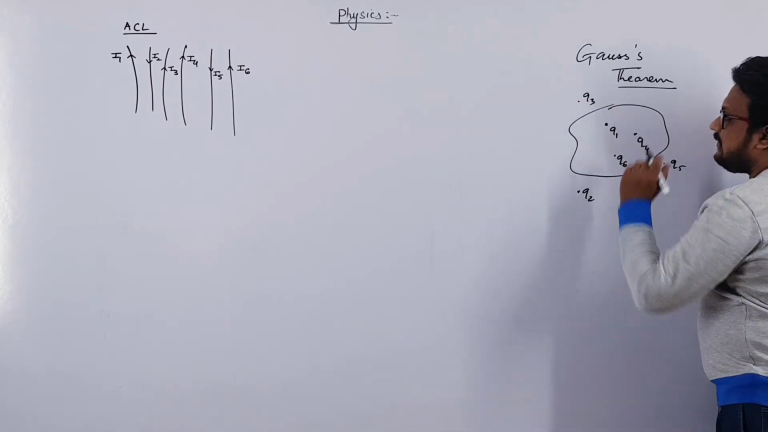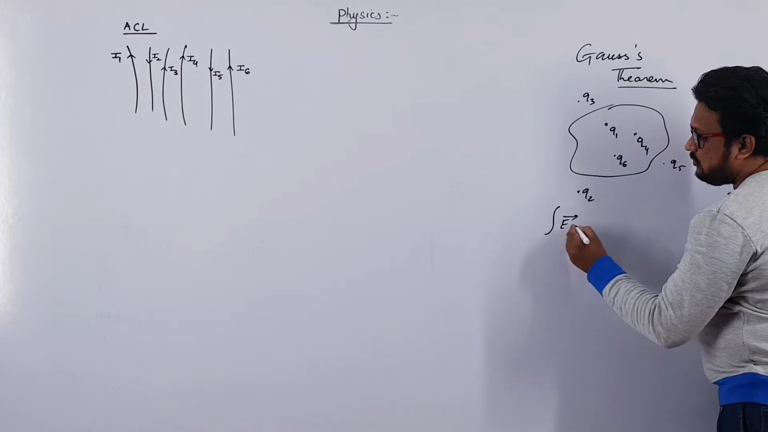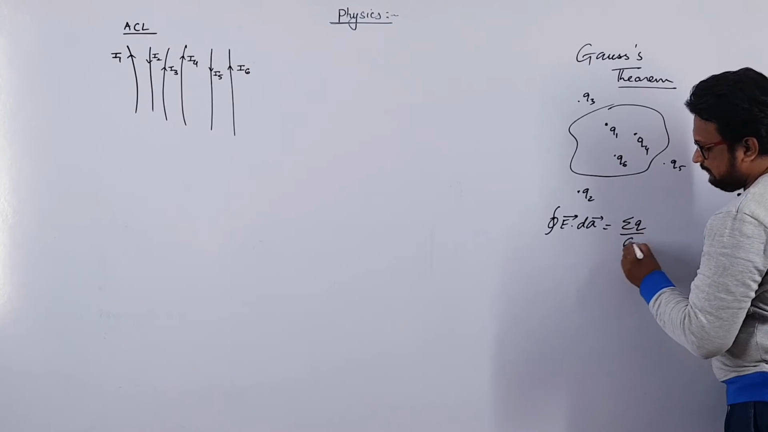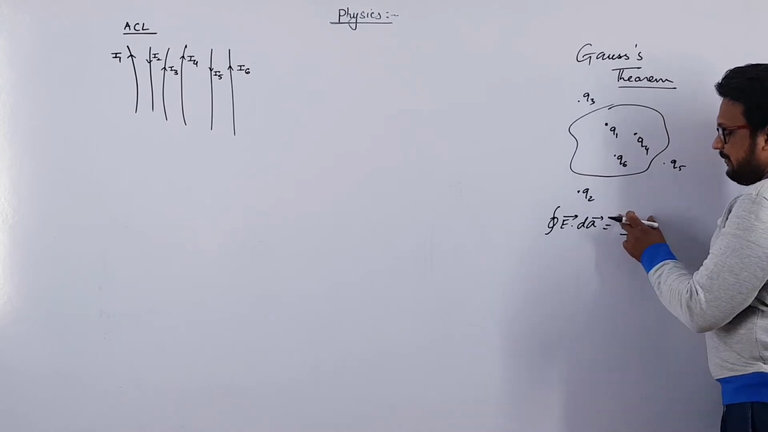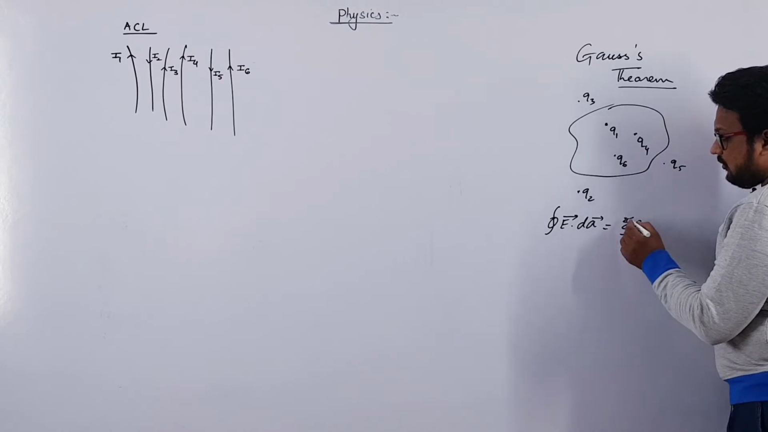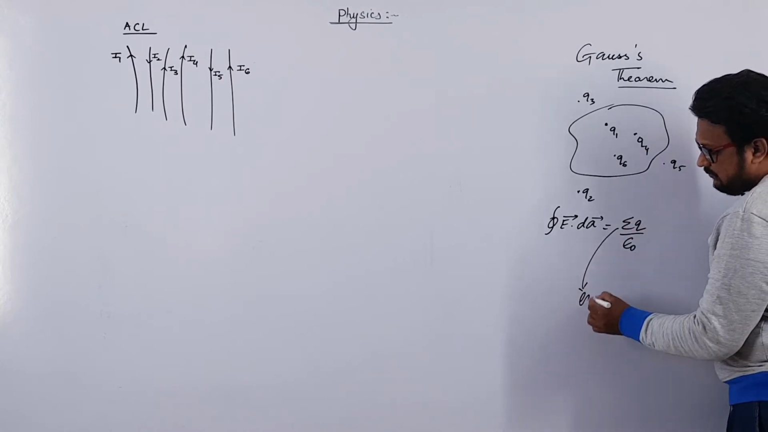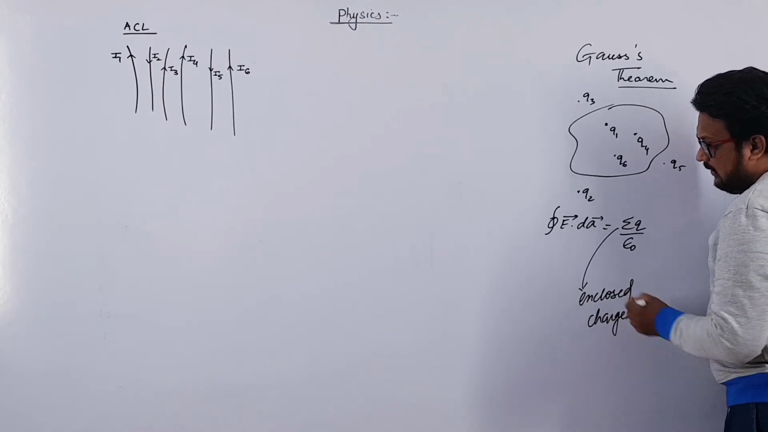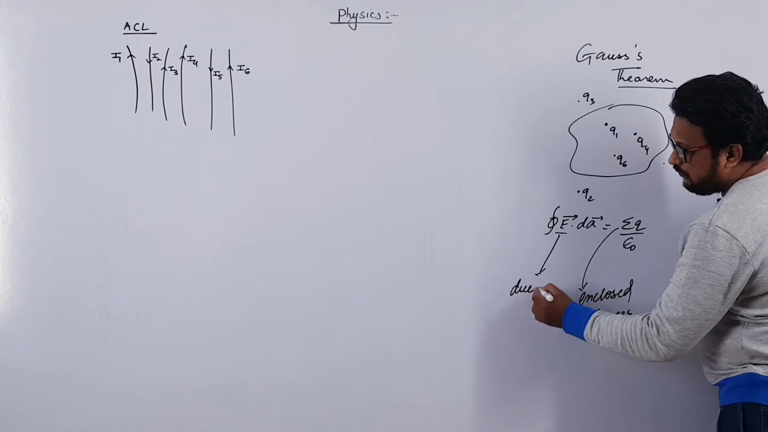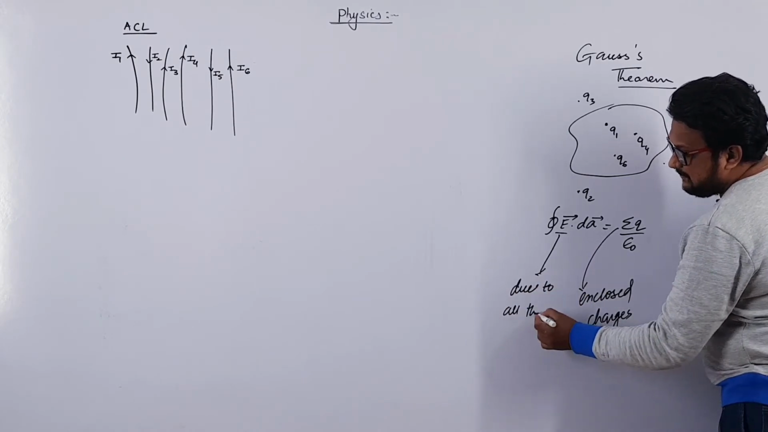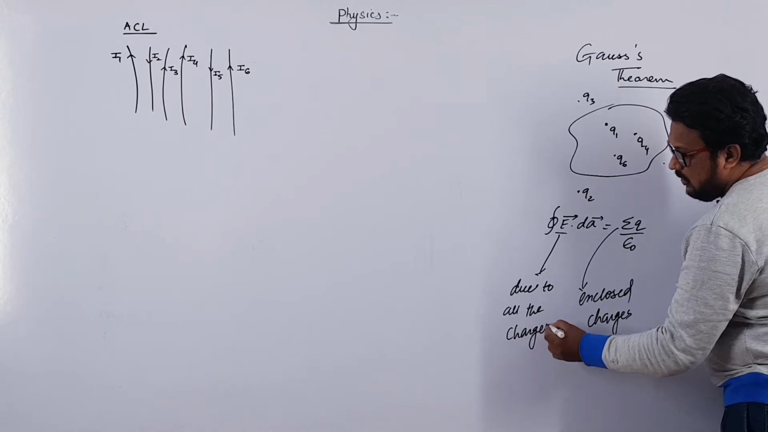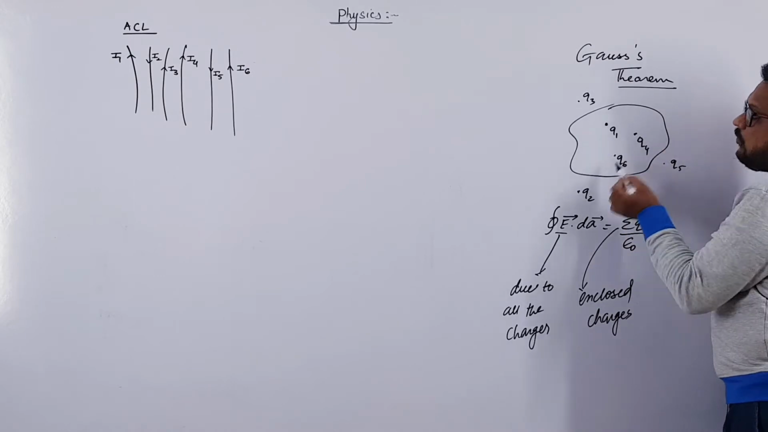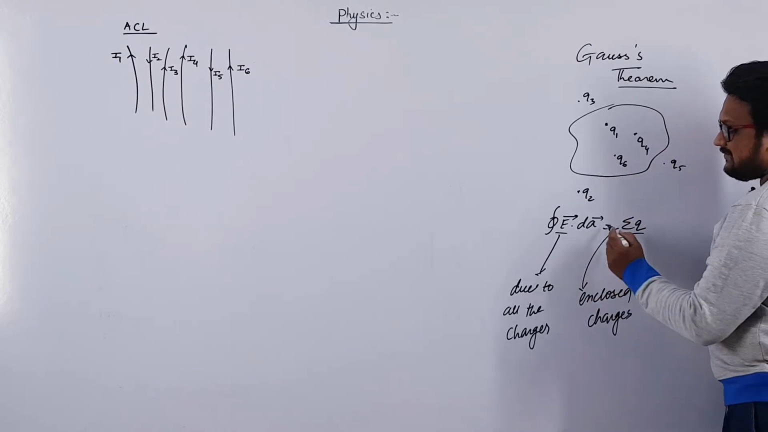So the Gauss theorem is something like this: the integration of E dot dA over a closed surface is sigma Q over epsilon naught. Sigma Q is the algebraic sum of all the charges, but which charges are these? These are the enclosed charges, and the electric field is due to all the charges. All the charges means Q1 to Q6, while the enclosed charges are only Q1, Q4 and Q6. This was the equation, and this is a surface integral.